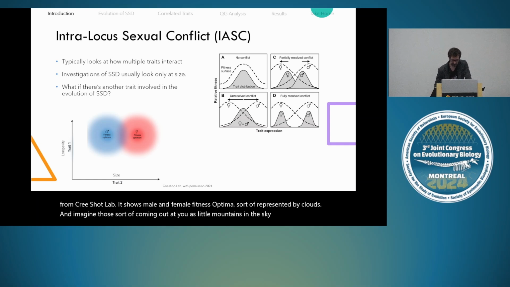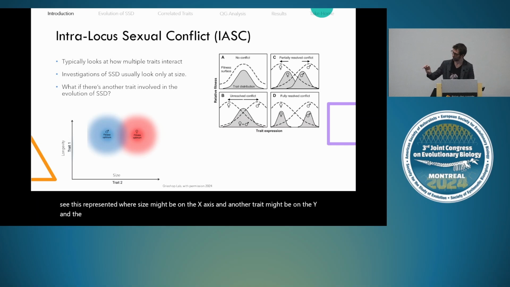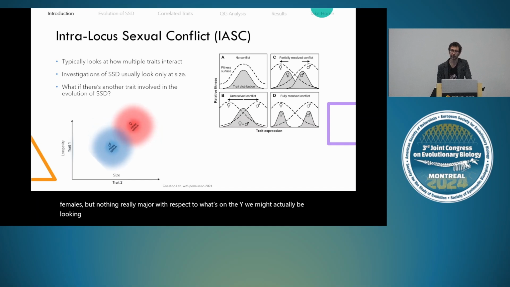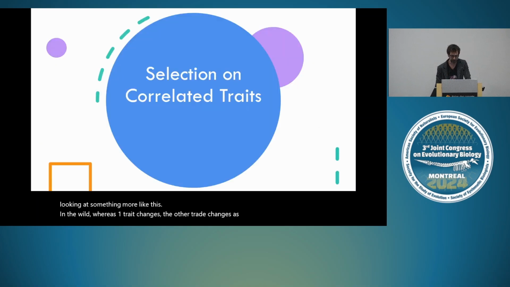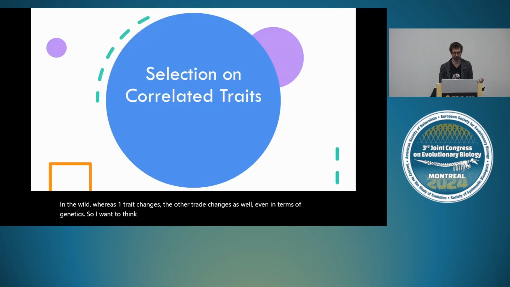And we typically see this represented where size might be on the x-axis and another trait might be on the y, and the expectation is that there are major differences along that x-axis between males and females, but nothing really major with respect to what's on the y. But we might actually be looking at something more like this in the wild, where as one trait changes, the other trait changes as well, even in terms of genetics. So I want to think about selection on correlated traits for just a minute.